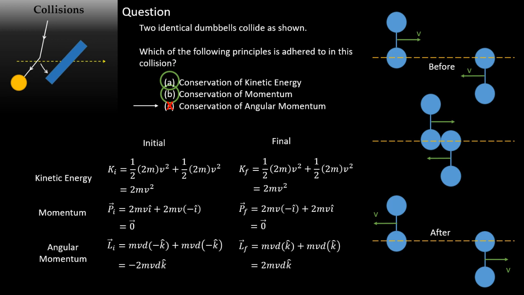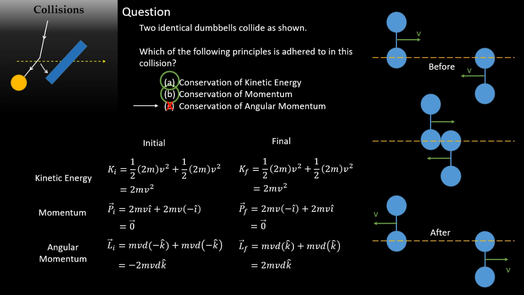So for this entire dumbbell, the entire angular momentum comes from this upper weight because we're going to analyze it at the most convenient spot, which is the place where the two dumbbells meet. So that's mvd in the minus k direction. All right, and the minus k is going to come from the cross product.